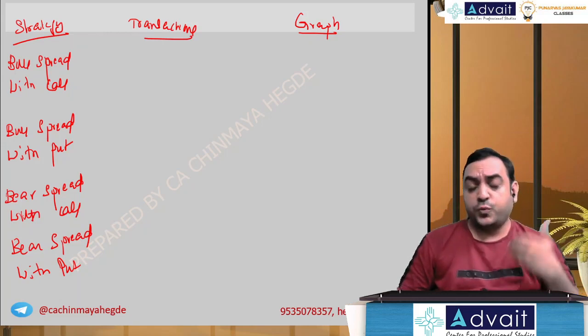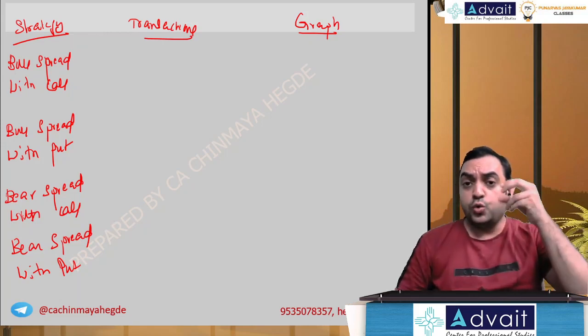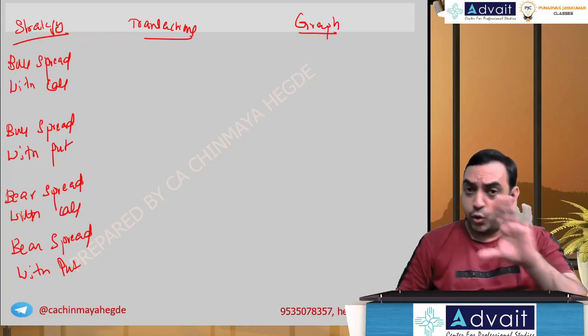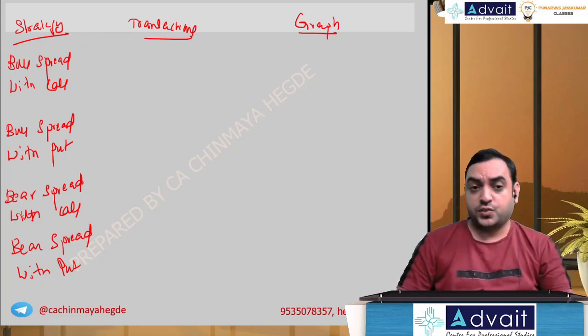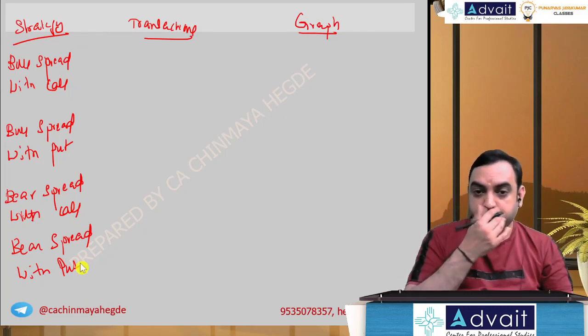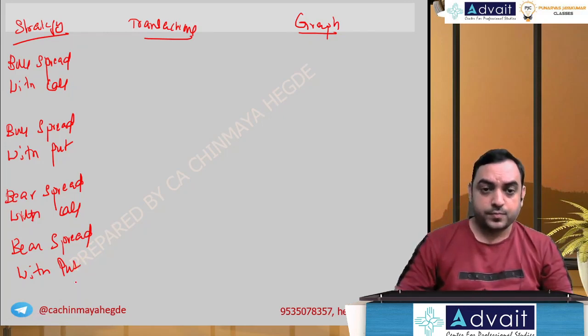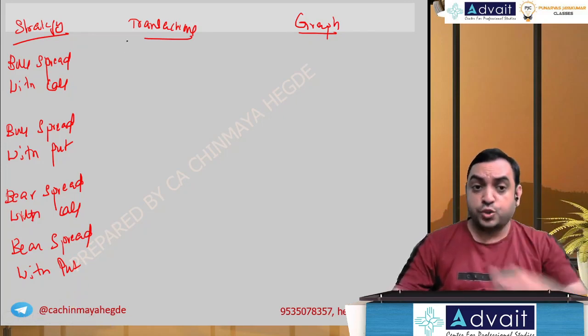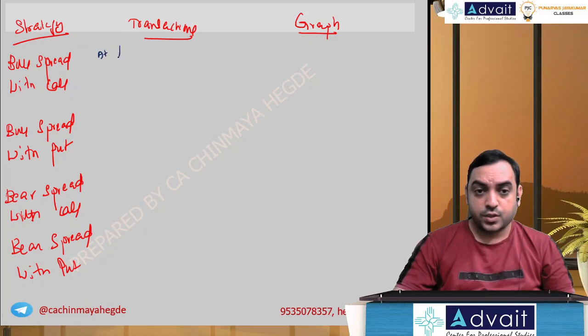Now bull spread with call. Now I take two positions, only using a call. Bull spread with call. So what I do is, at a lower strike price, you buy call. At a higher strike price, you sell call.